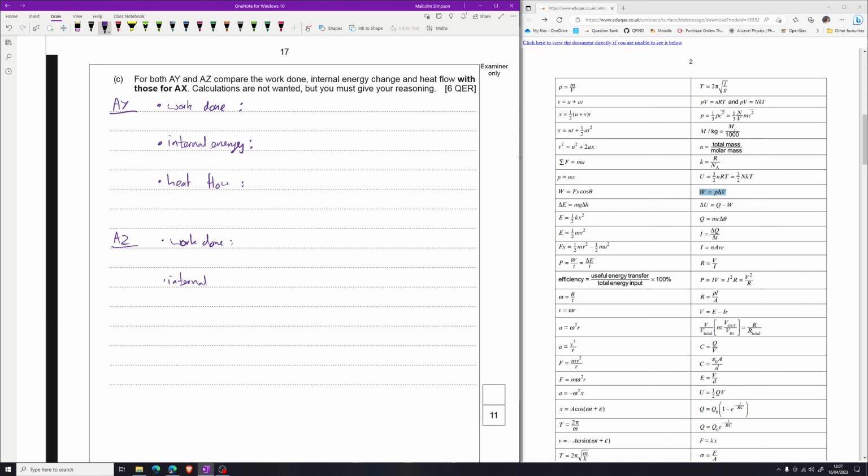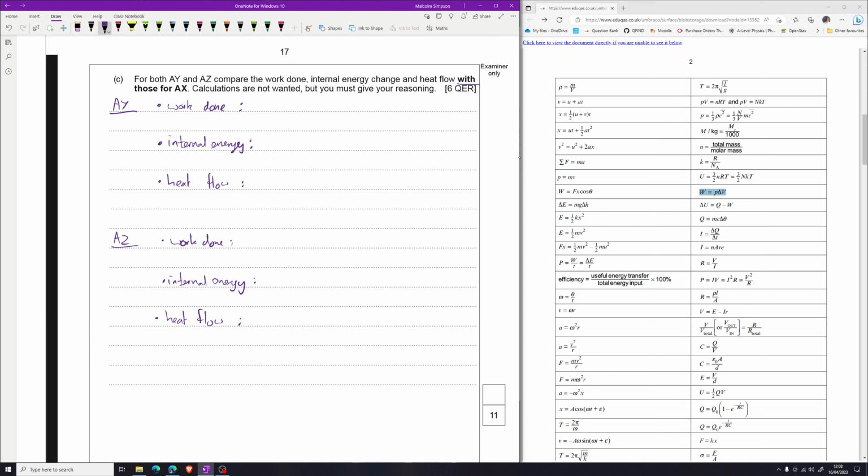And I think by putting these bullet points in, by setting it out on the page like this, you're going to make sure that you include the things that the questions ask for. You're not going to lose sight of that. That's what the question wants from us. So let's just put those down as headings. Note this bit in bold. Compare with those for AX.